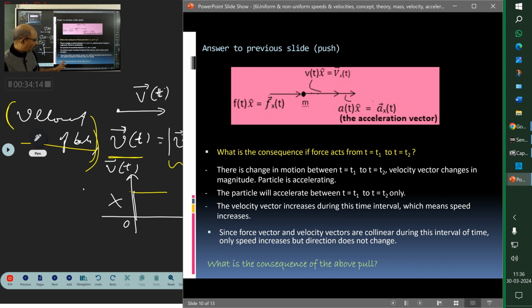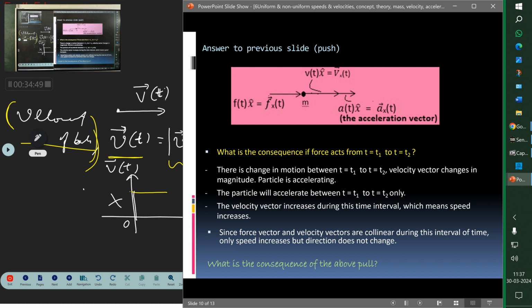What is the consequence of the above pull? Now this force F bar, I will say it is pushing. Why am I telling it is pushing? Not just because the force vector is behind the object. The direction of the force vector is the same as the direction of the velocity. That is the correct answer. The force vector is having the same direction as the velocity vector. Then only you say it is pushing.